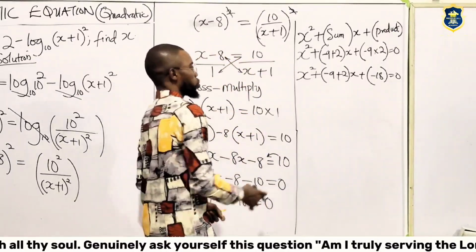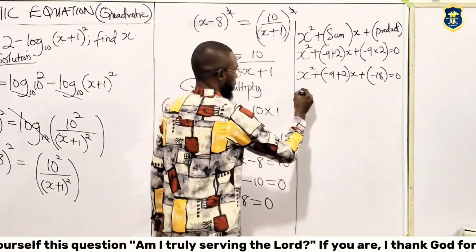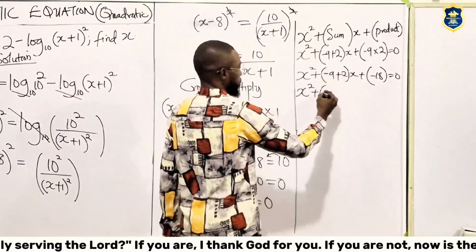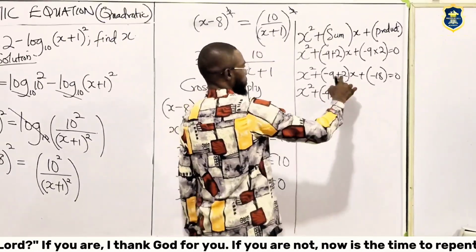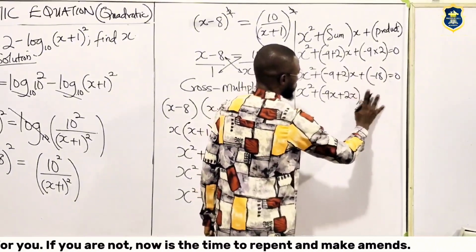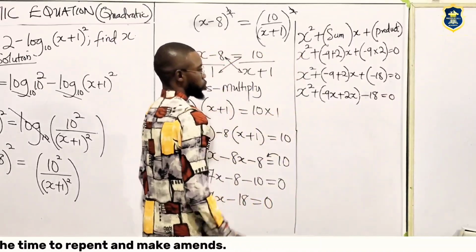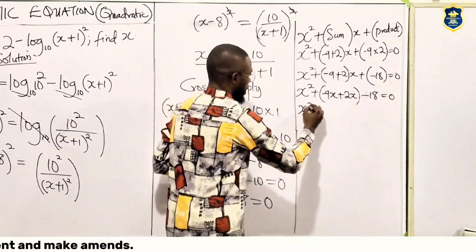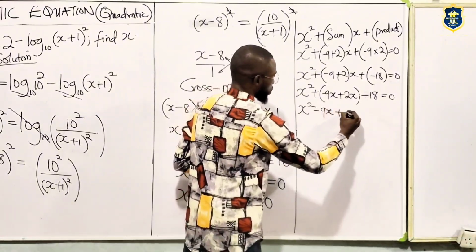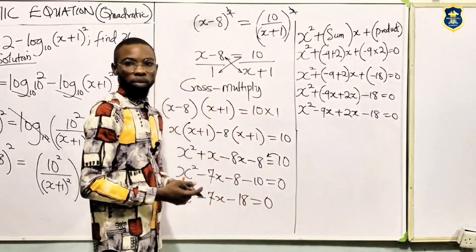That's equal to 0. So if we continue from here, let's use this one to multiply everything in, right? We're going to have x squared plus, put the bracket, this one multiplying this, we have minus 9x. This one multiplying this, we have plus 2x. Put the bracket, plus times minus is minus 18 equal to 0. So if we spread it out, we're going to have x squared minus 9x plus 2x minus 18 equal to 0. I'm sure you're getting it now.